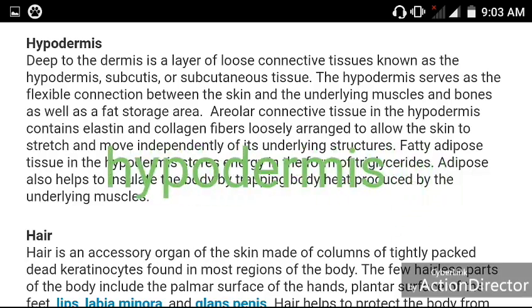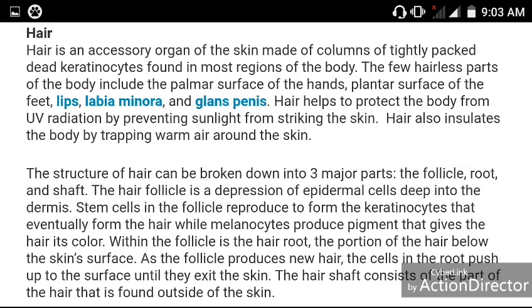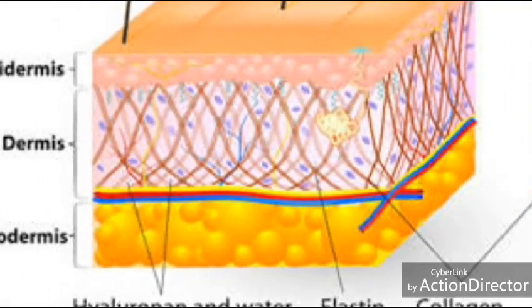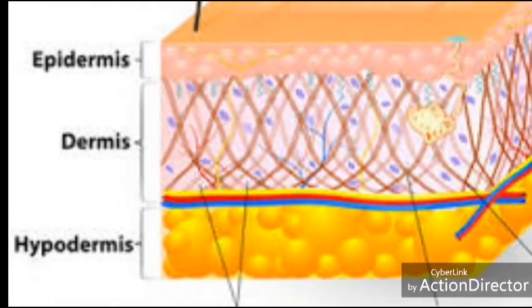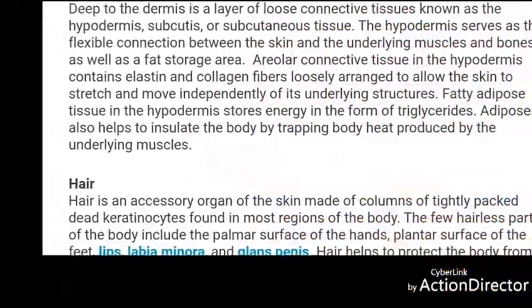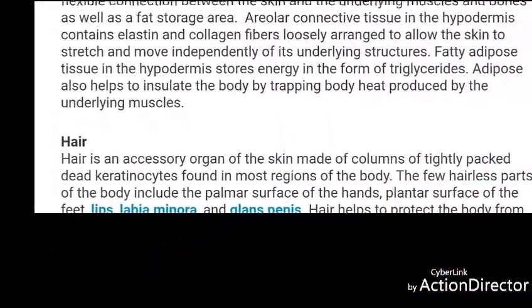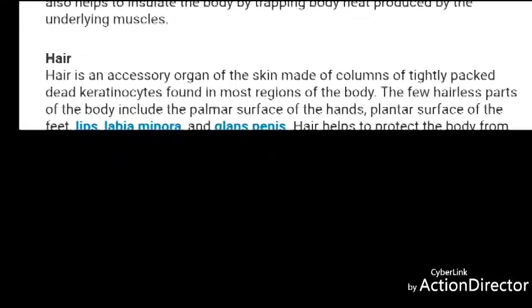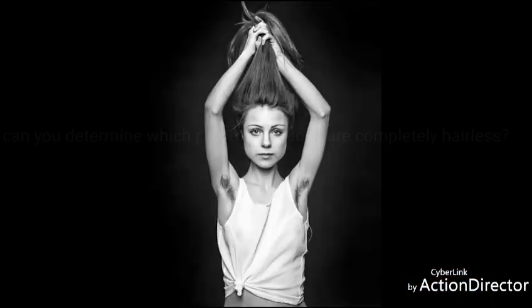Hypodermis. Deep to the dermis is a layer of loose connective tissue known as the hypodermis, subcutis, or subcutaneous tissue. The hypodermis serves as the flexible connection between the skin and the underlying muscles and bones as well as a fat storage area. Hair. Hair is an accessory organ of the skin made of columns of tightly packed dead keratinocytes found in most regions of the body. The structure of hair can be broken down into 3 major parts, the follicle, root, and the shaft. The hair shaft and root are made of 3 distinct layers of cells, the cuticle, cortex, and medulla.